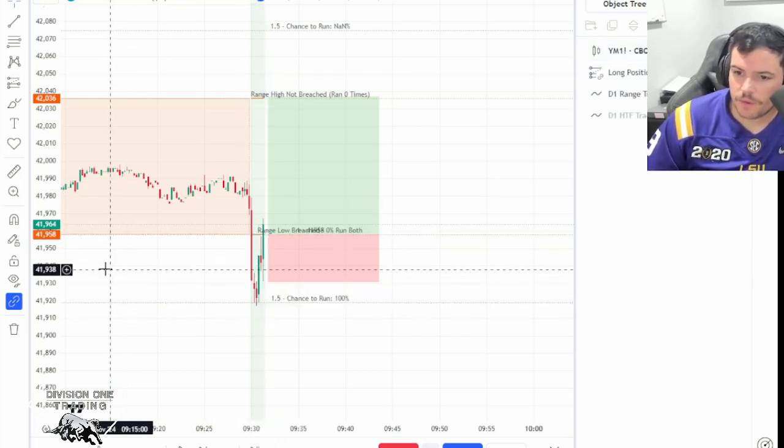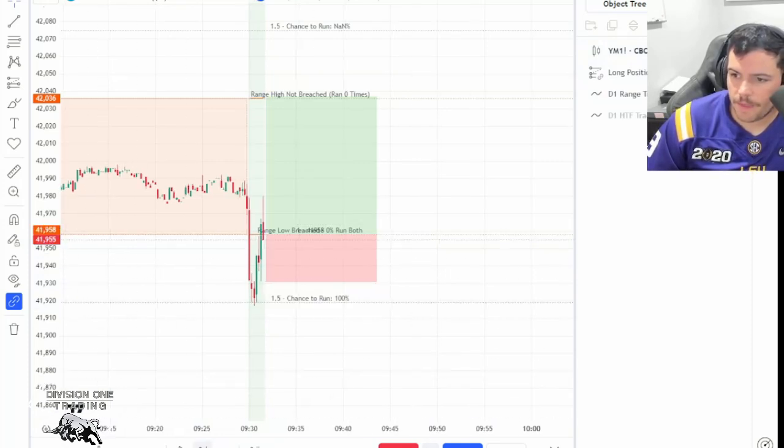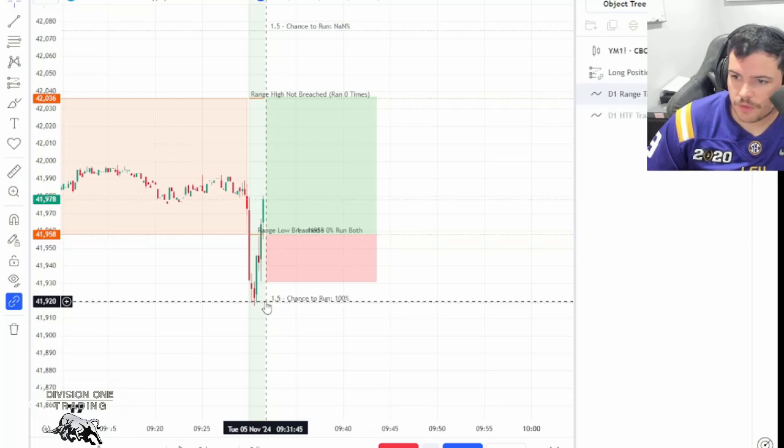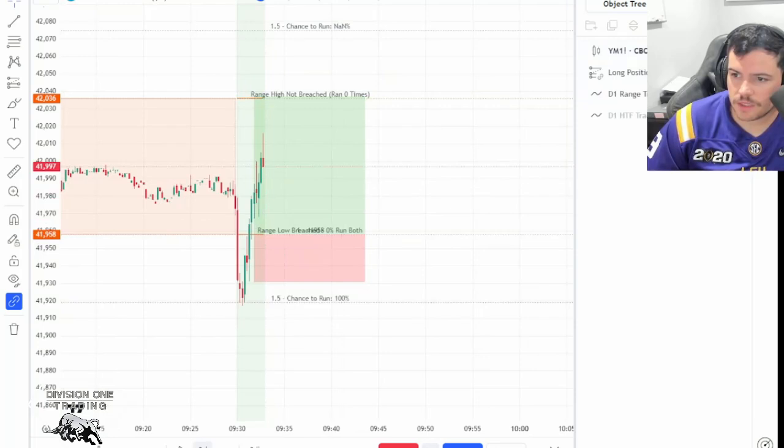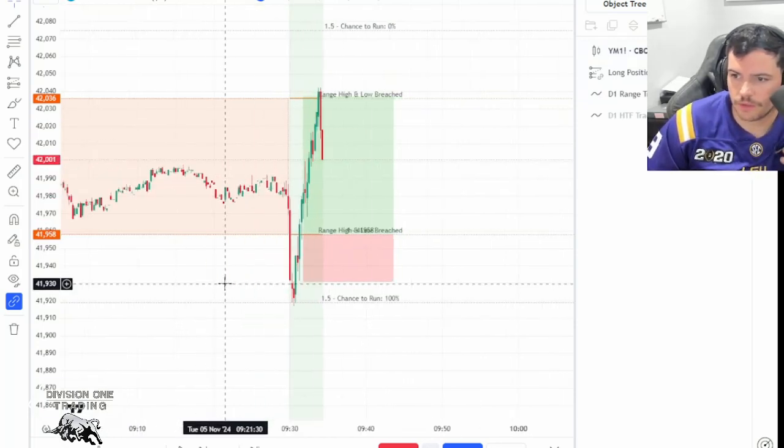So I'm comfortable with my stop being there at the fair value gap, but generally you could also just put it right there at the 1.5. But this is what you would want to do. You'd want to get long there and just look for the opposite side of that range. Boom. So right there you would hit TP.